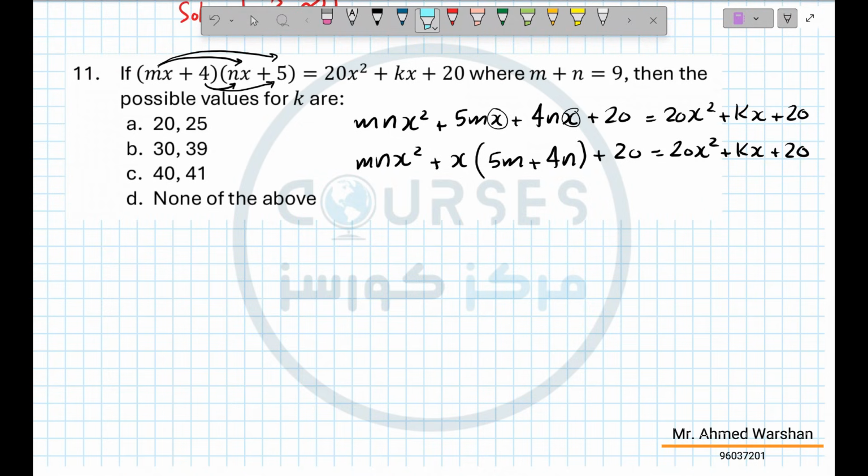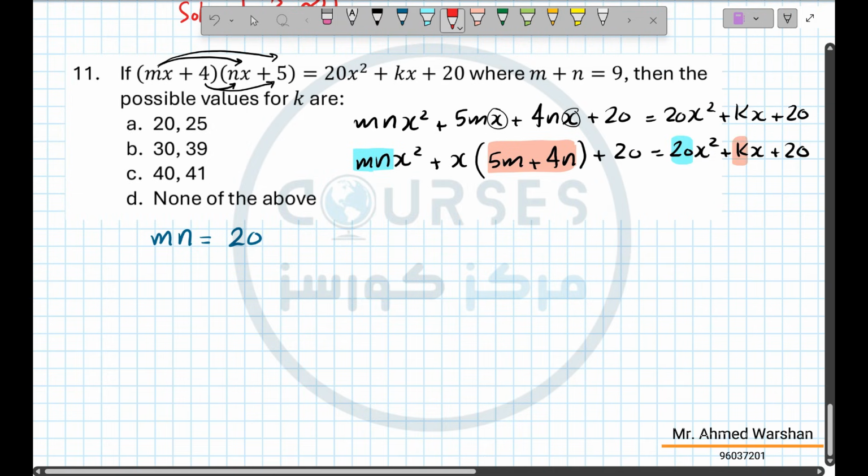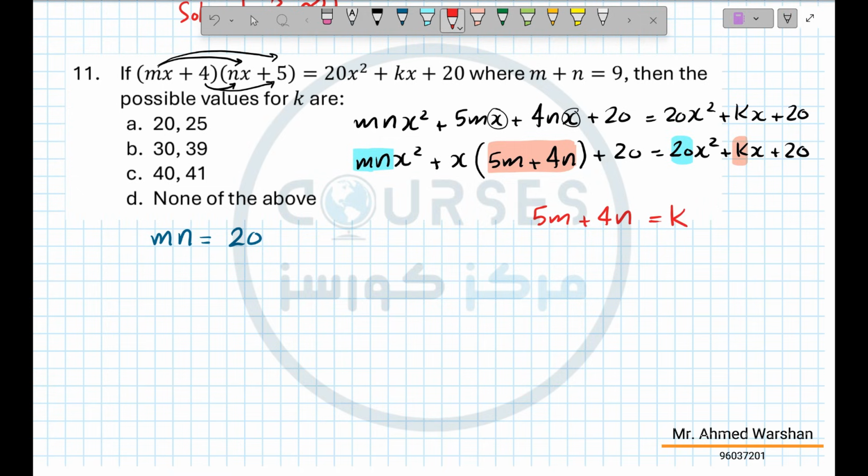Okay, so now we can compare. Here x squared has mn. Here x squared has 20. So from that we get that mn is equal to 20. Here we have x has 5m plus 4n. And here x has k. So from that we can deduce that 5m plus 4n is equal to k.